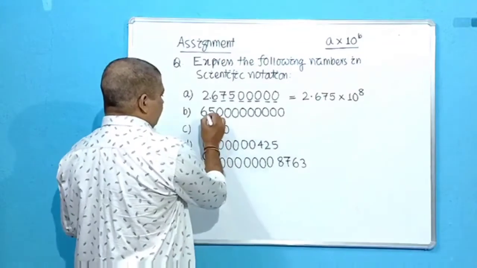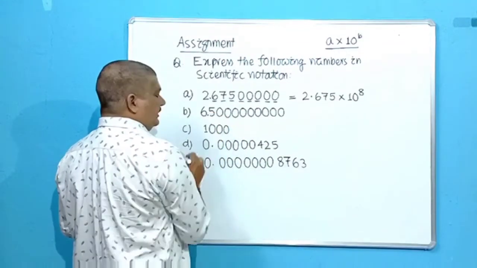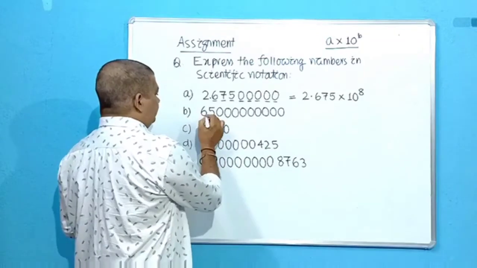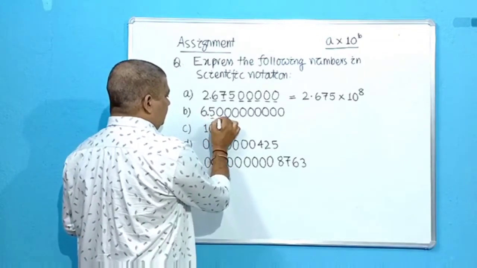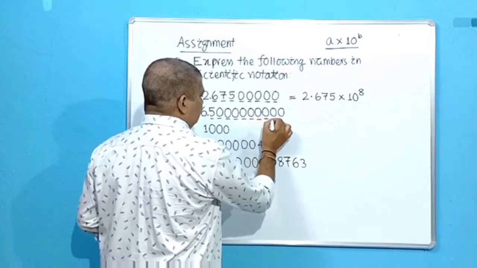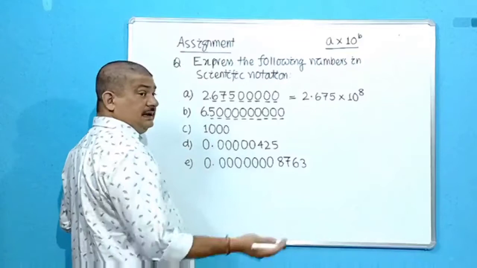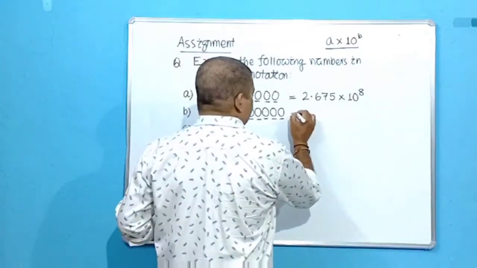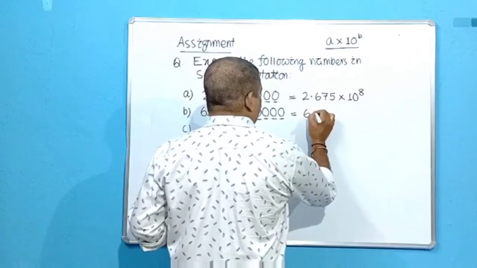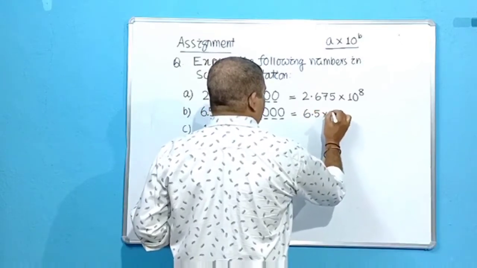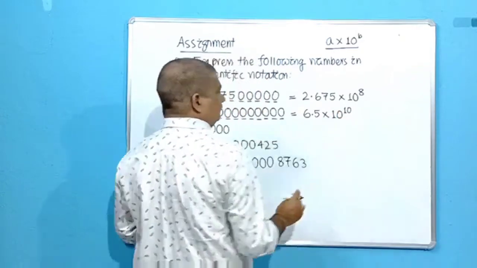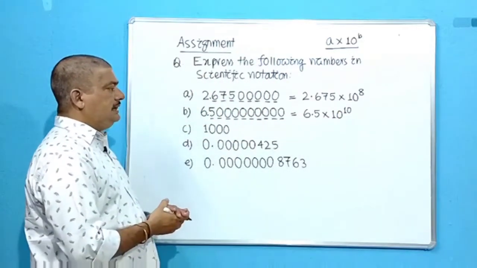Similarly here we have to place the decimal here. Just one place will be there before the decimal. How many values are moving? 1, 2, 3, 4, 5, 6, 7, 8, 9, 10. We are moving 10 values towards the left. That means it will appear as positive. So 6.5 into 10 to the power 10.